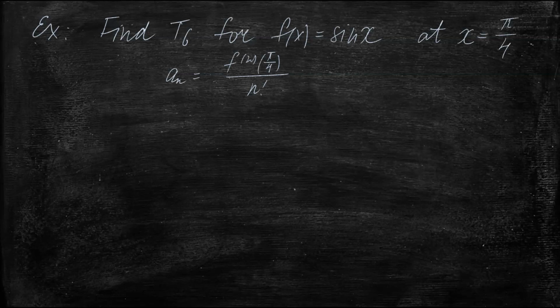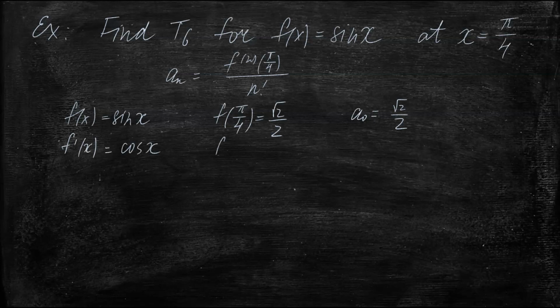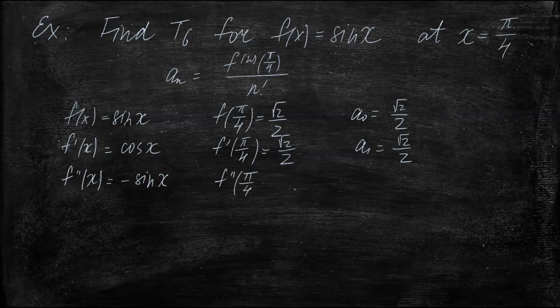And let's get started. So to find the first coefficient, or rather the 0th coefficient, we have sine of x. We evaluate sine of x at pi over 4, so we get square root of 2 over 2, and therefore the 0th coefficient will be equal to just square root of 2 over 2. And let's continue. And the first coefficient will also be square root of 2 over 2. The second derivative is negative sine x. So this one will be negative root 2 over 2. So the second coefficient will be negative square root of 2 over 4, because we're dividing by 2 factorial.